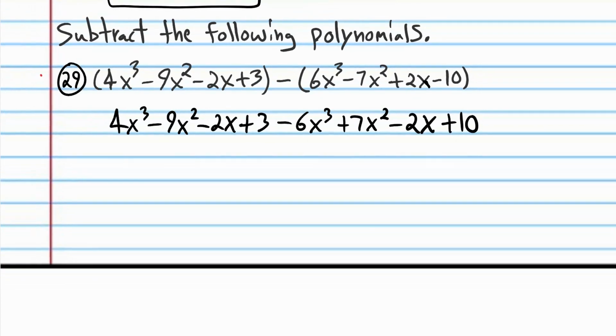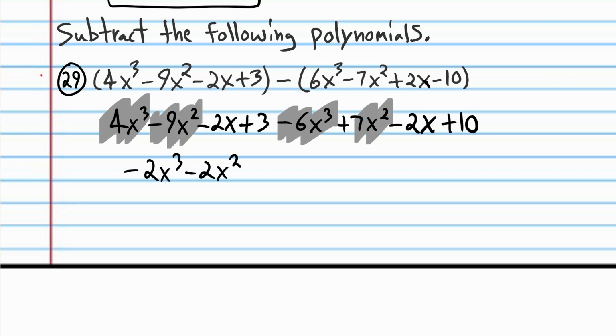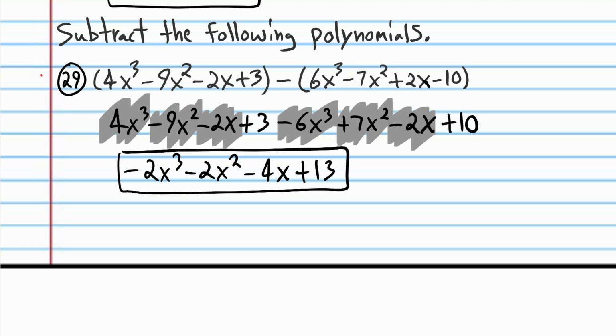Okay, so now it's the same problem that we did before. We're just combining like terms. So 4x cubed minus 6x cubed is negative 2x cubed. And negative 9x squared plus 7x squared is negative 2x squared. Now again, you don't have to cross out like this. It just helps to know which ones you've already combined. Negative 2x plus negative 2x is negative 4x. And 3 plus 10 is 13. So there you go.